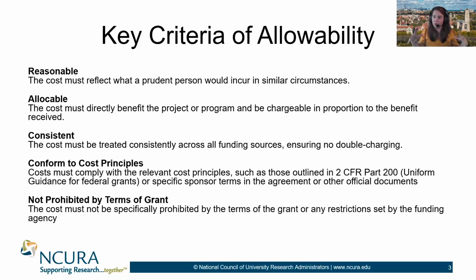And if it benefits multiple projects, we want to make sure that they're allocated fairly and consistently across the multiple projects. Cost should be applied uniformly across all funding sources. So if something's an indirect on one source, it should be an indirect on all those sources and not just sometimes direct, sometimes indirect, all loosey-goosey. And they need to have clear supporting documentation.